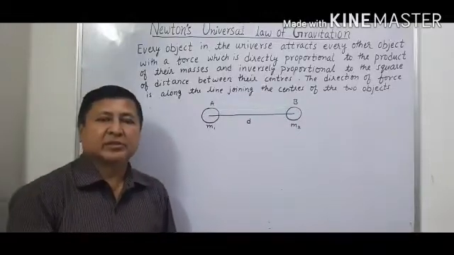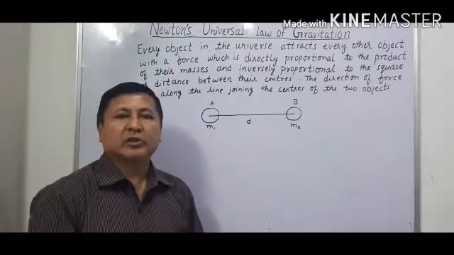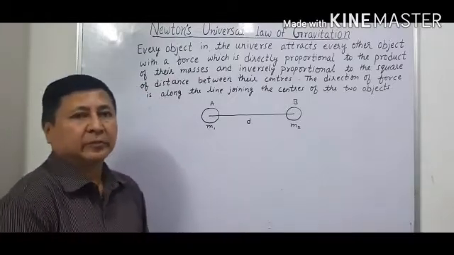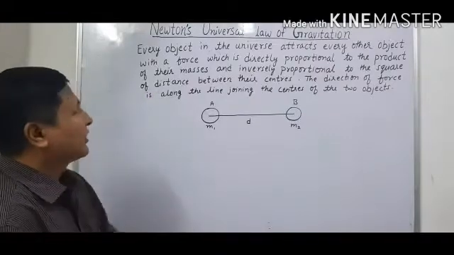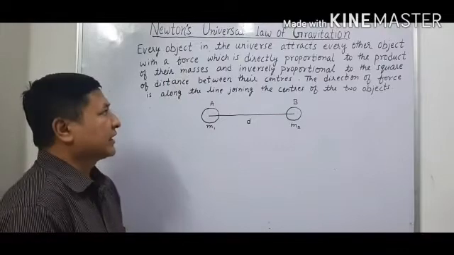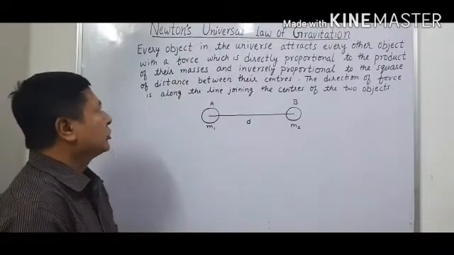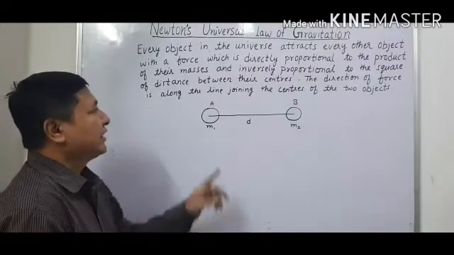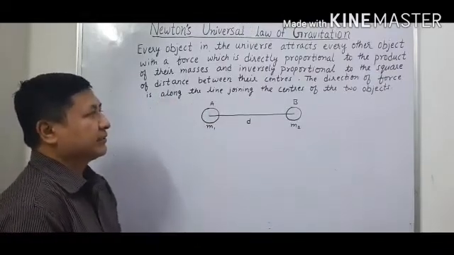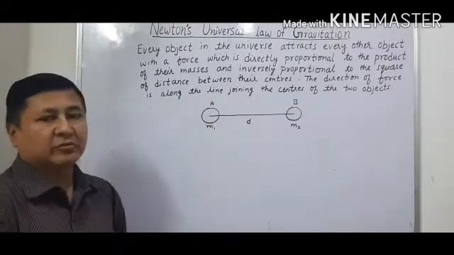Let us discuss the universal law of gravitation. The universal law of gravitation was given by Sir Isaac Newton, and it states that every object in the universe attracts every other object with a force which is directly proportional to the product of their masses and inversely proportional to the square of the distance between their centers. The direction of force is along the line joining the centers of the two objects.